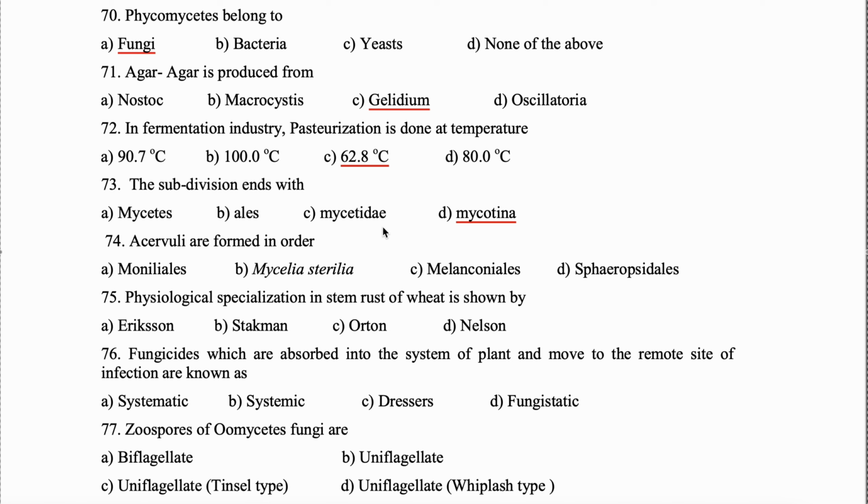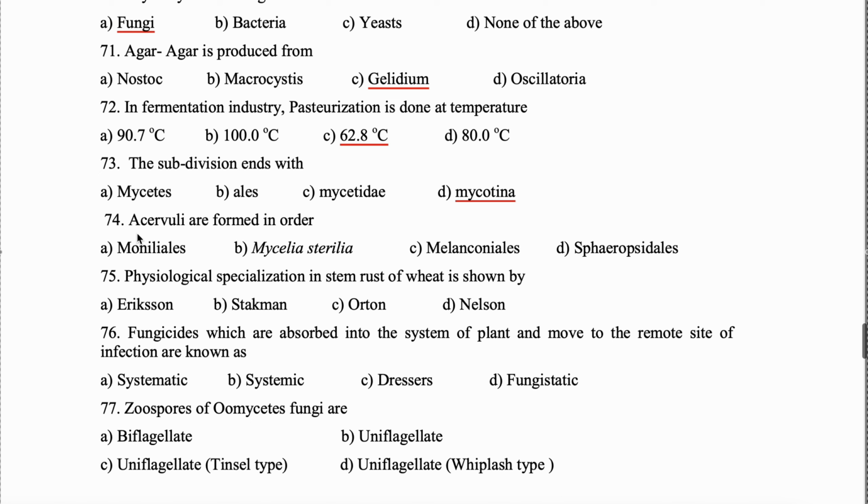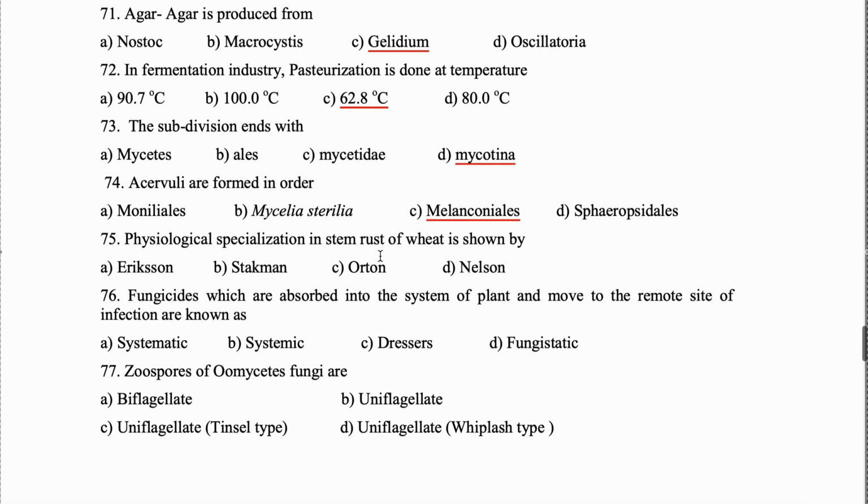This mycetidae, anybody can tell, this mycetidae is for what? This -ae ending is for family, -ales is for order, and -mycetes is for class. Okay. Question 74. Acervuli are formed in order Melanconiales, and one such example of this order is Colletotrichum.